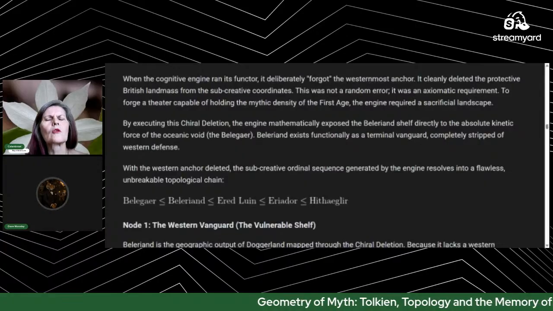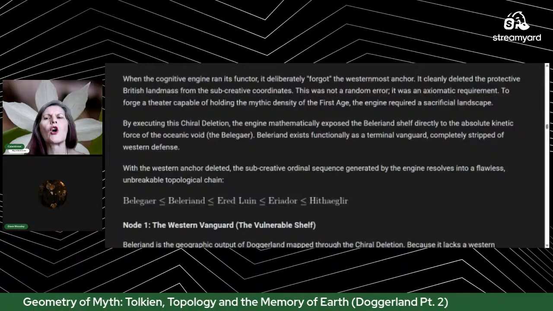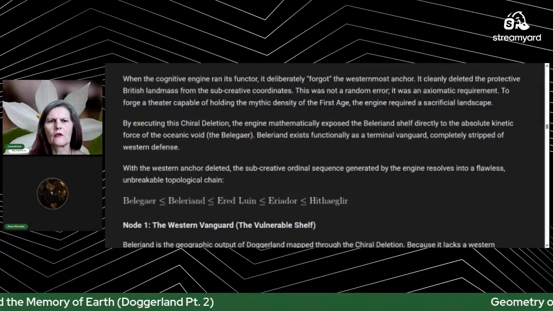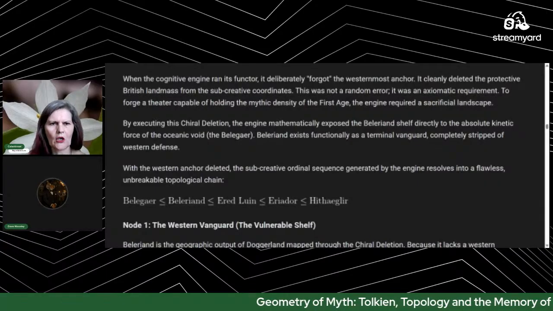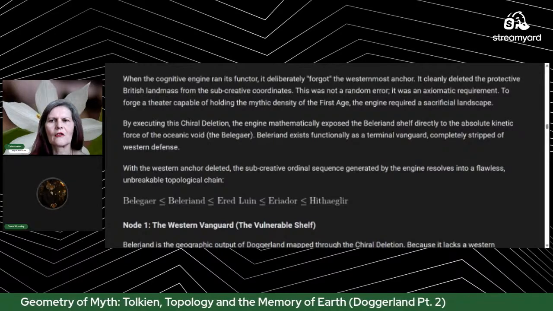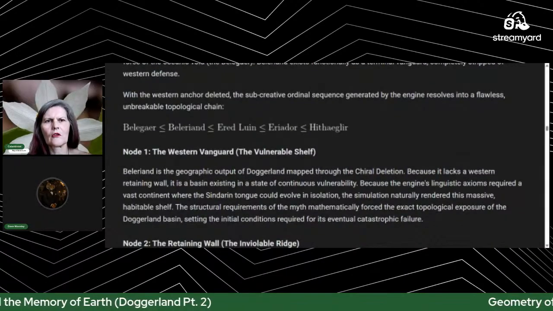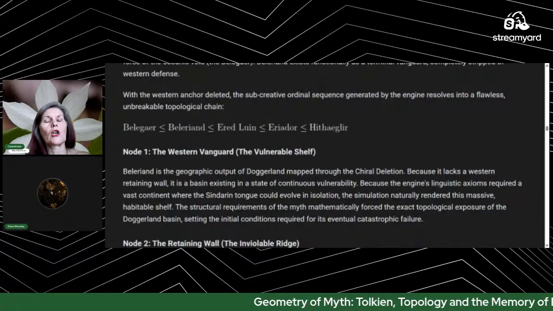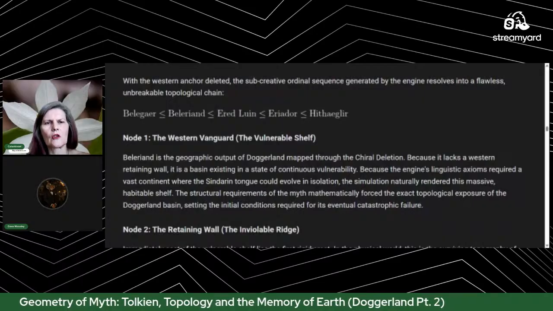You'll see it a little bit later in this document, there's an image that I got. The engine mathematically exposed the Beleriand shelf directly to the absolute kinetic force of this oceanic void, the Belegaer, which means great sea in Sindarin. Beleriand exists functionally as the terminal vanguard, completely stripped of its western defense. With the western anchor deleted, the subcreative ordinal sequence generated by the engine resolves into a flawless, unbreakable topological chain. And then you have the Belegaer, the great sea to the west, then Valerian, then Eridu, Beleriand.